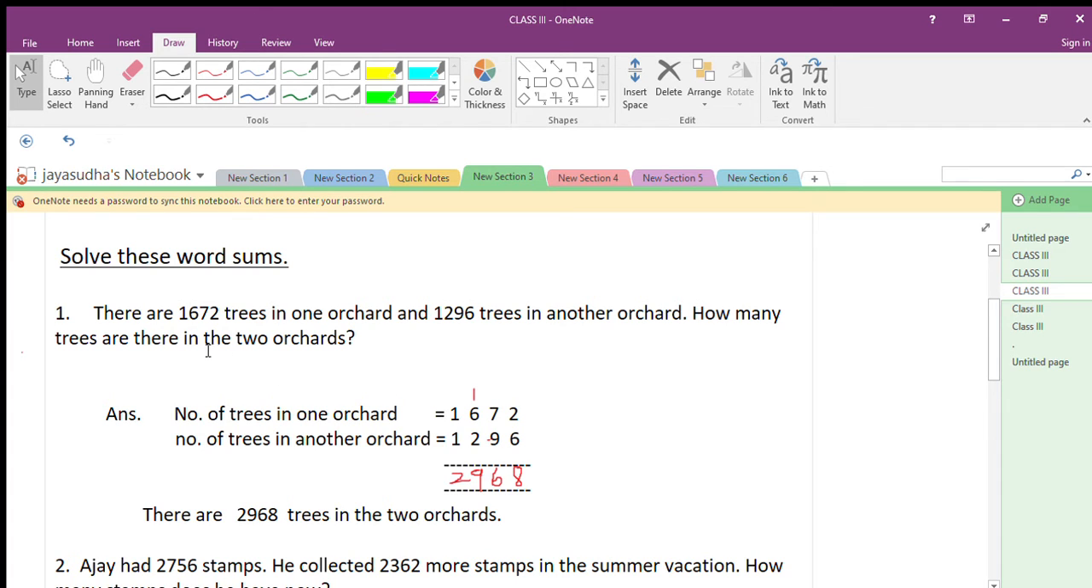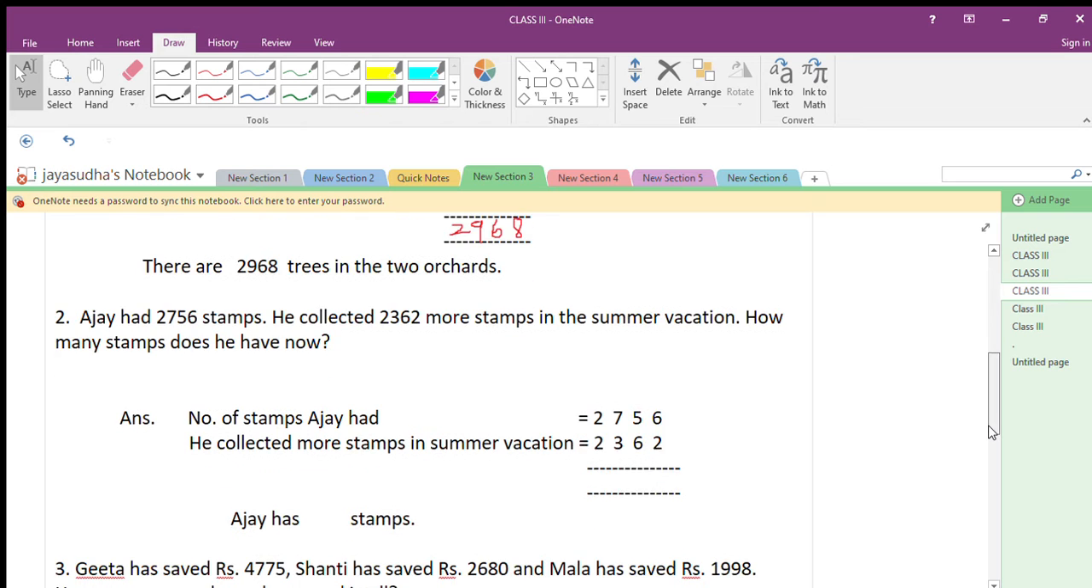Are you okay, children? So what is the question? The number of trees in one orchard and the number of trees in the other orchard. So you want to find out how many trees are there in the 2 orchards. Then you have to add and find the number of trees in the 2 orchards. Then come to the next sum.